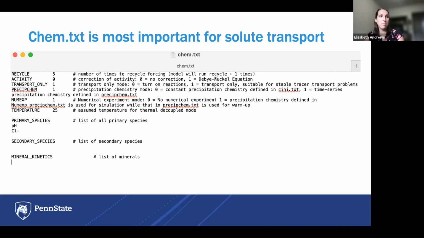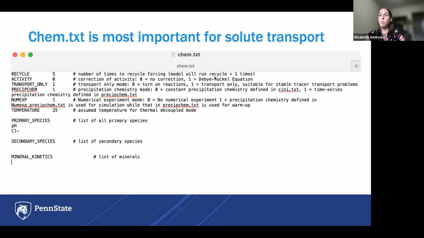Then in the chem.txt below that, we have primary species. And so there will be a video that you can go back and look at for describing what primary and secondary species are. But here, just know that we are listing all of our primary species, and you always need to have pH. And here, chloride will be our non-reactive tracer. And so chloride, as our non-reactive tracer, is the solute that we are most interested in tracing through the system.